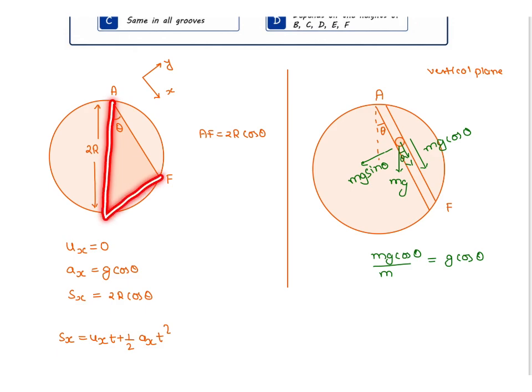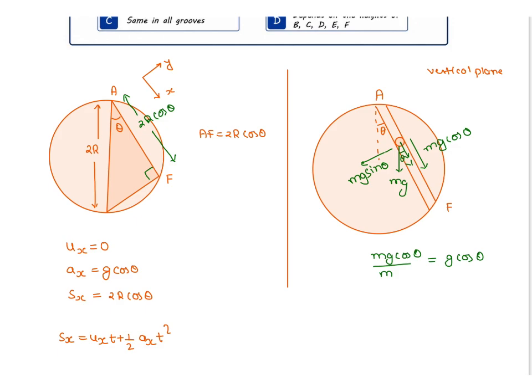Now, let's see this triangle. This is the diameter, so its length will be equal to 2r. And the diameter subtends 90 degrees at the circumference. This is a property of the circle that we are expected to know. So this is the triangle, and this angle is 90 degrees. This is 2r, this is theta. So this will be equal to 2r cos theta. So I know this distance is 2r cos theta.